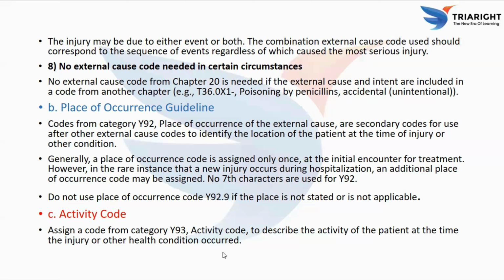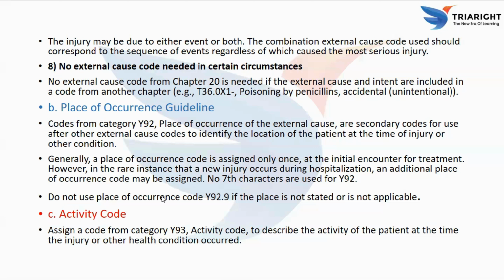So next is the activity code. What is an activity code? Y93 codes describe what the patient was doing at the time the injury occurred. Examples are working, playing football, driving, exercising, cooking, sleeping, dancing. You use them to give additional context for injury research. So what are the rules for Y93 codes?